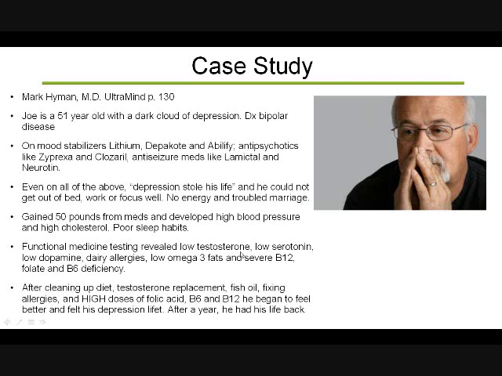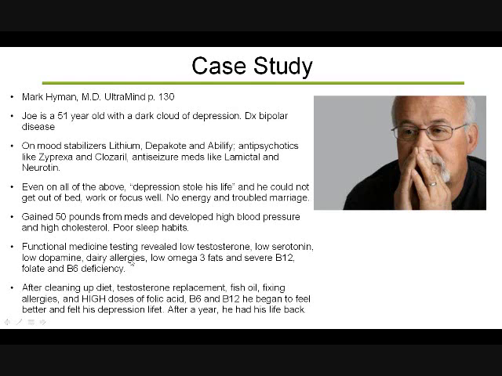Well, we did functional medicine testing like the Nutrival and methylmalonic acid and some of these. It revealed low testosterone, low serotonin, low dopamine. Let's go over these again. TAC number 1, right? Low testosterone. TAC number 2, low serotonin. TAC number 3, low dopamine. Dairy allergies, low omega-3 fats, and severe B12, folate, and B6 deficiency.